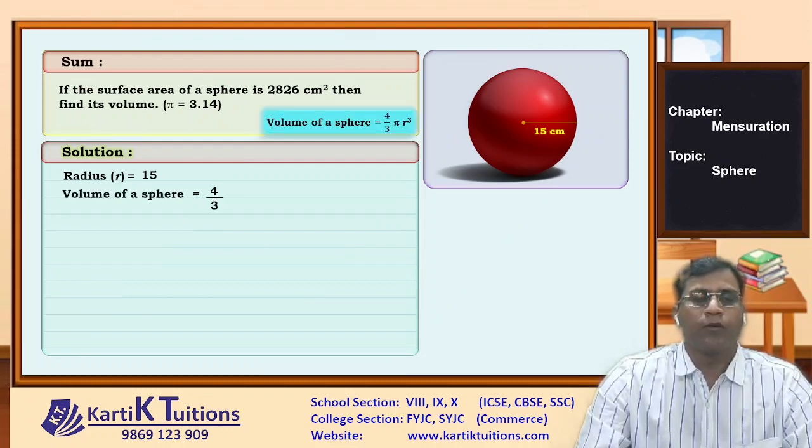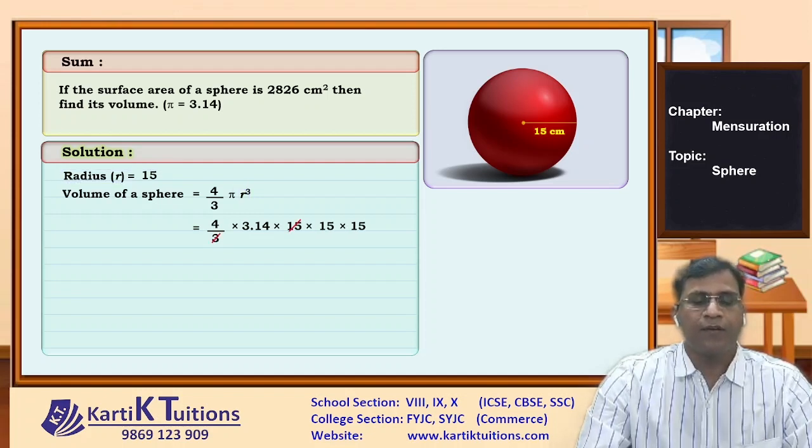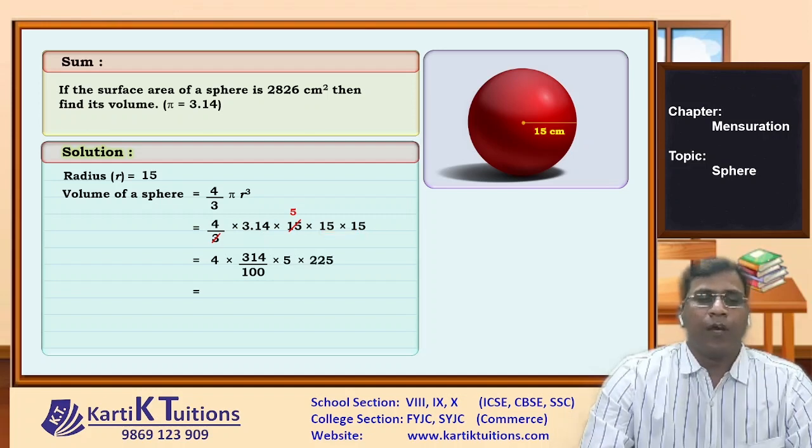So 4 upon 3 into 3.14 into r, what did we get? 15. So it is 15 into 15 into 15. Now here again 3 ones are 3, 3 fives are 15, so 4 into 3.14, that can be written as 314 upon 100 into 5 into 15 into 15, which is 225. Now here 4 into 314 into 5 into 225 will become 1125 upon 100.